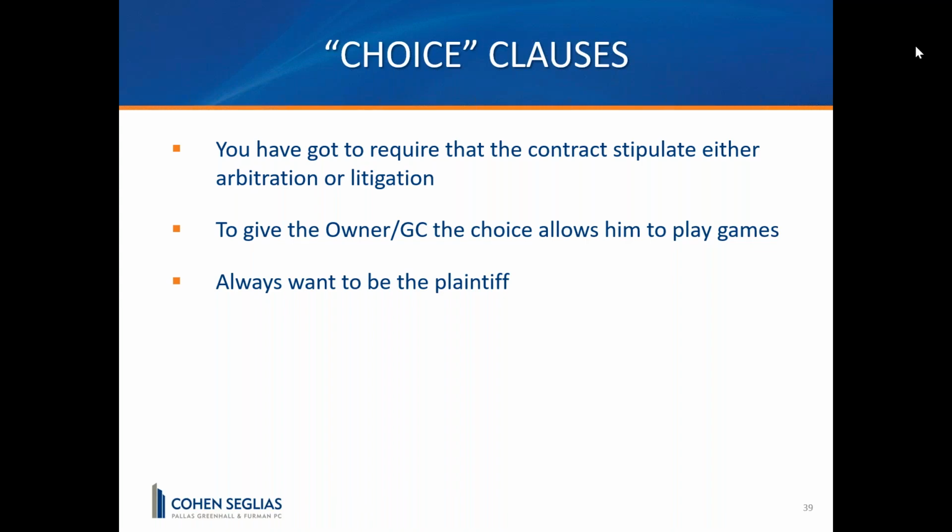Just jumping in there real quick, one thing that I failed to mention is that there actually are certain claims that can only be pursued in litigation. So regardless of what the choice clause might be, if you have to file a lien claim, and most bond claims, those all need to be pursued in litigation and cannot be filed in arbitration.